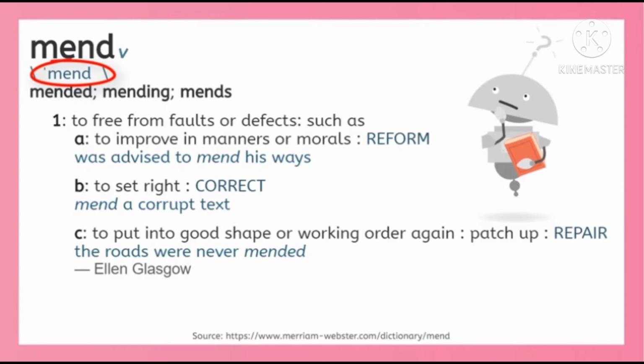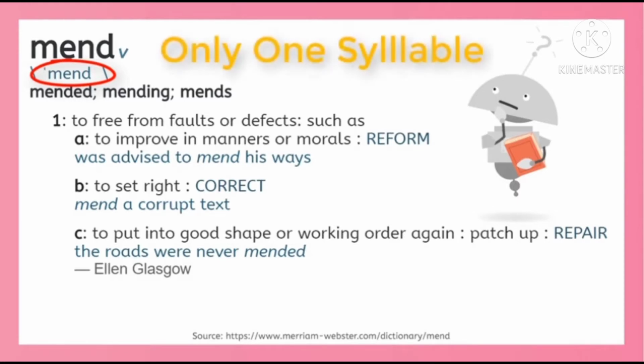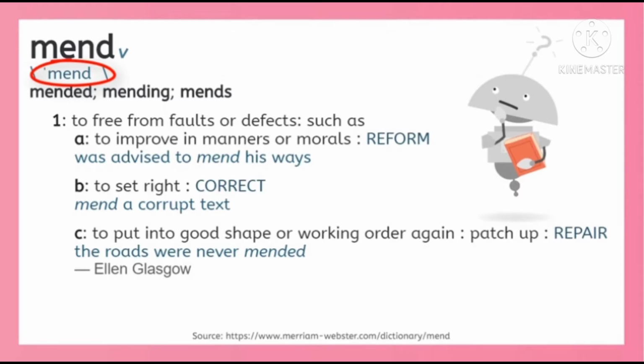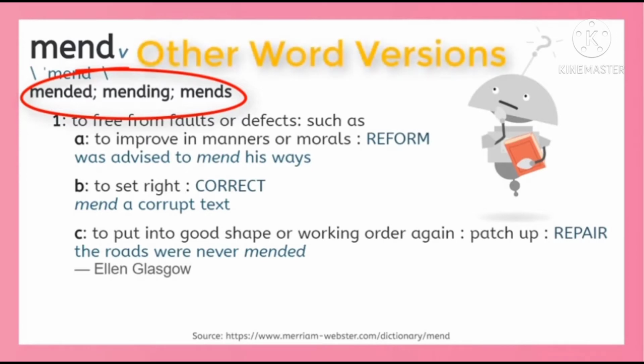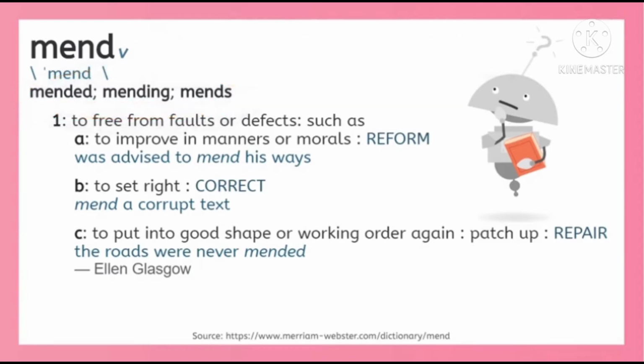Did you notice that this word wasn't broken up into syllables? That's because this word only has one syllable, mend. Now look at these three words here below the pronunciation guide. Some words have multiple versions when suffixes are added. These are different versions of mend. Mended, mending, and mends. Now look here, we have a 1, then A, B, and C.